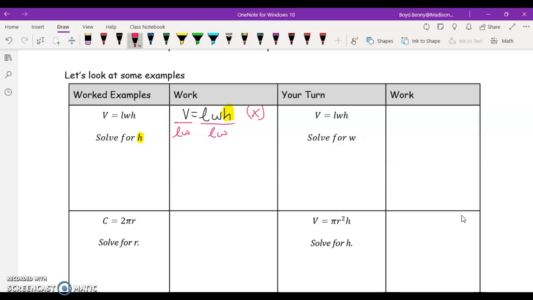Okay? After doing that, I notice that these divide out. So I simplify that right side by dividing out any like terms. And then here I've got V divided by LW. That can't be simplified any further. And so V divided by LW is my brand new formula with the variable h highlighted. And so this is my solution. This is what I was asked to do.